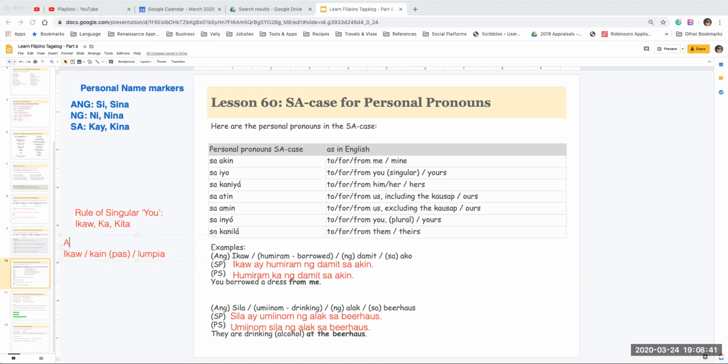So that's your ang case, and that's your verb, and there's your nang case. If we have sa case, we will include it here. But right now there's only nang. So let's do this sentence. Ikaw ay kumain ng lumpia. There you go. Yes.